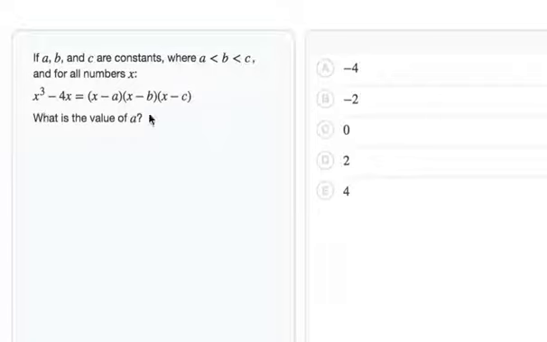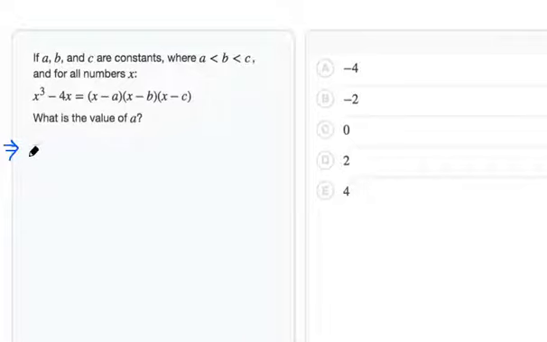So if we take a look at the given equation, the right-hand side is already factored completely, and the left-hand side is not yet. So that's a good starting place for us. Let's go ahead and take the left-hand side of this equation and start to factor. Once we have a factored version of the left-hand side, we can compare it to the right-hand side and see if we can determine a, b, and c.